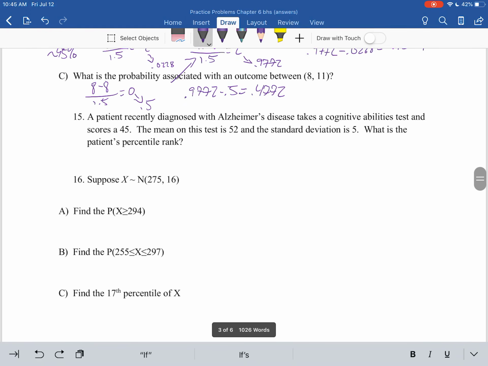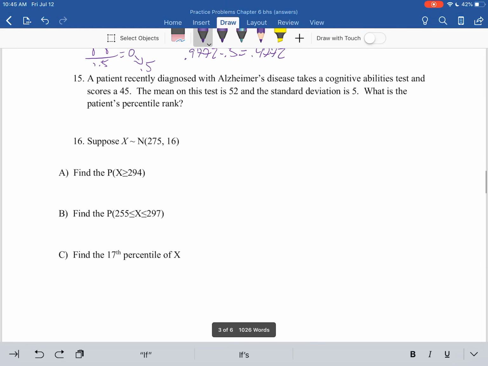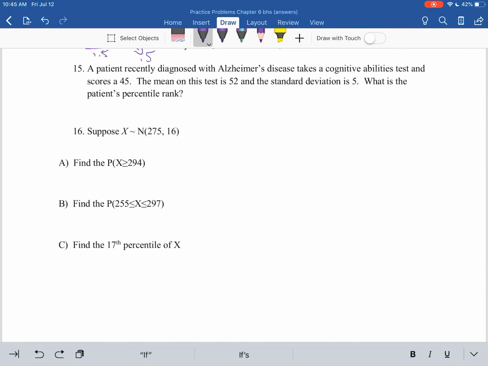All right, moving along here, we have our study. So we're setting up with the mean and another standard deviation. This will be our last one. All right, so we have our mean and our standard deviation here. What is the percentile rank?